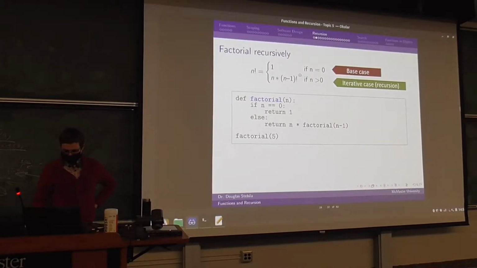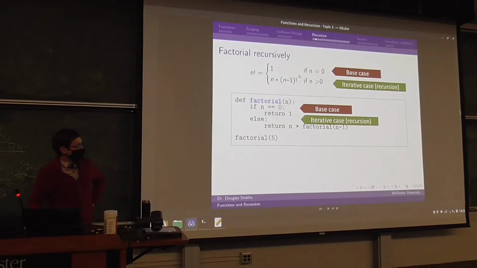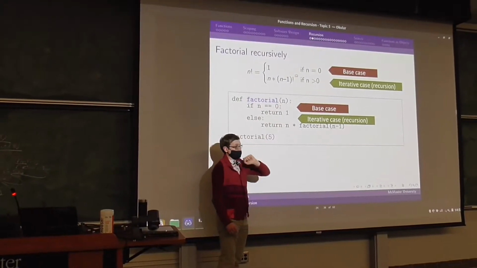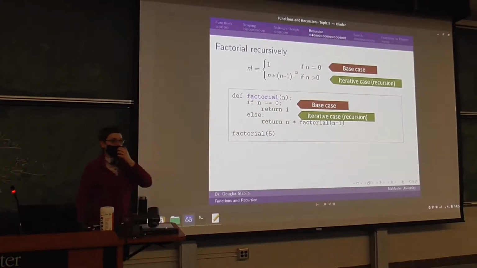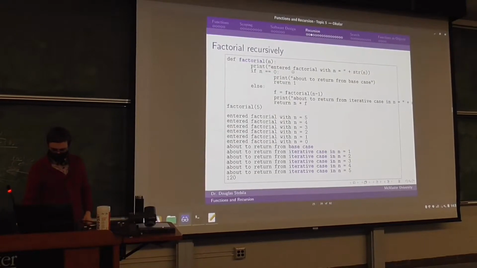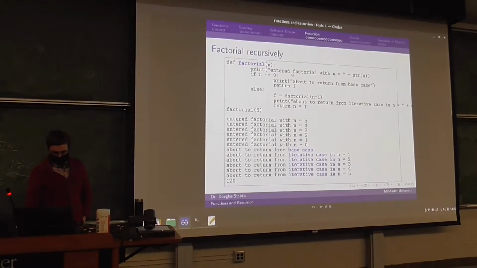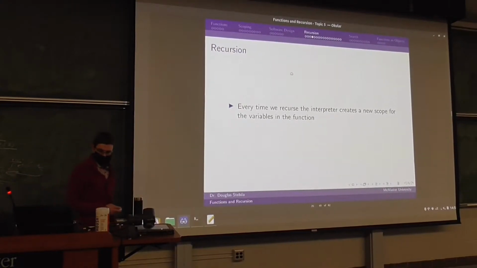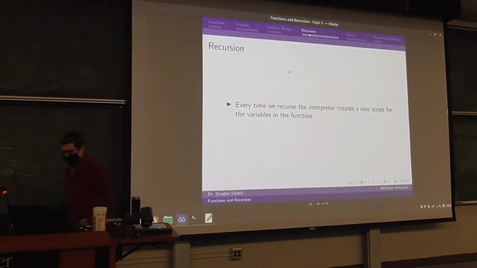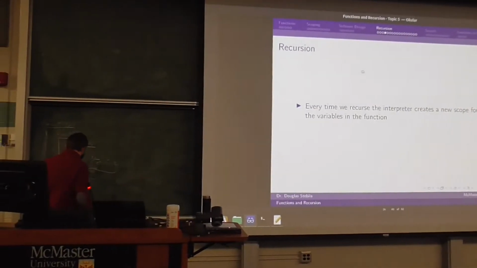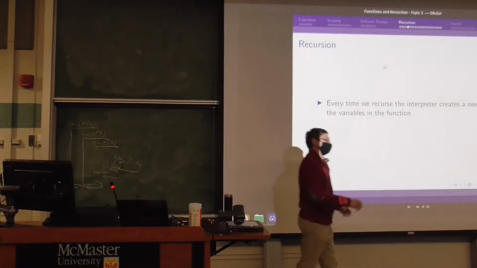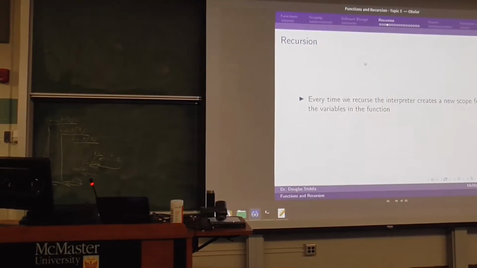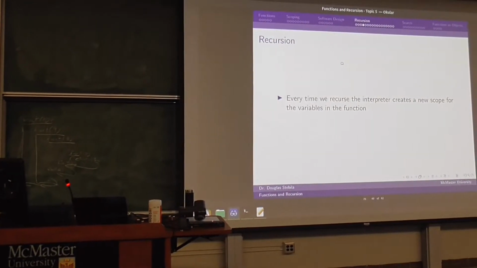Cool. So, it should be reasonably obvious here which one of these is the base case and which is the iterative case. Hopefully all of you picked up on that. I've already demonstrated this essentially. So, every time we recurse, the interpreter creates a new scope for the variables of the function. So, this gets back into what I was talking about a few lectures ago with the system call stack, right?